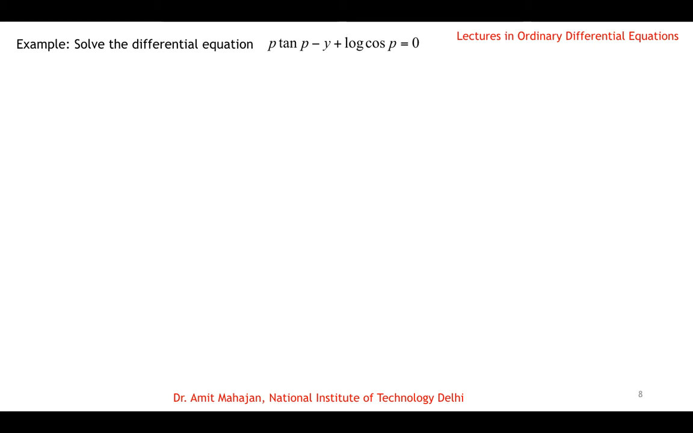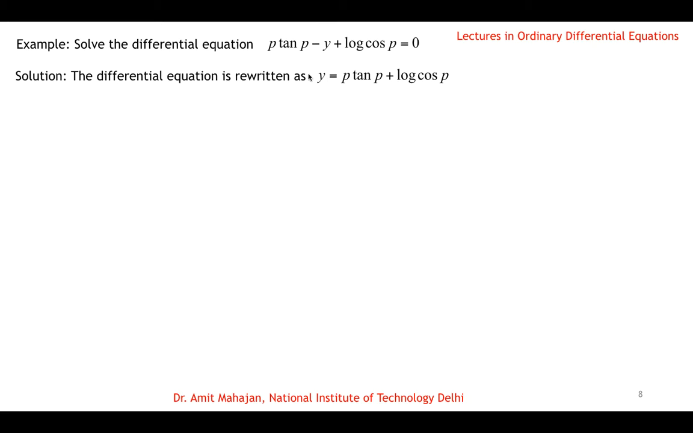Say I take another example: solve p tan p minus y plus log cos p is equal to 0, where p is dy by dx. Again you can see that y is occurring only here, and the rest of the terms are either p or x. So we can take y on one side and the rest of the terms on the other side. So we can write this as y is equal to p tan p plus log cos p. That means this differential equation is solvable for y.